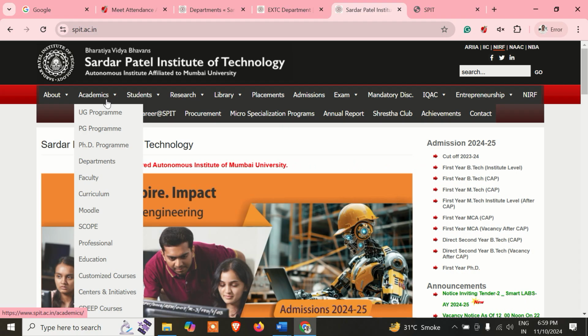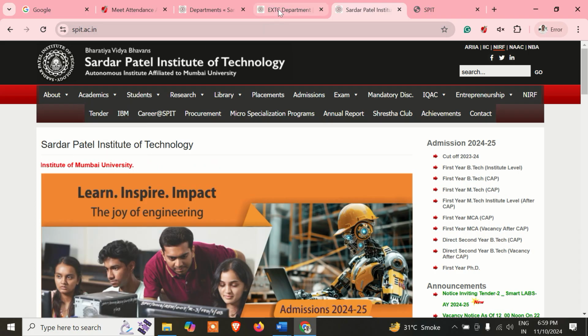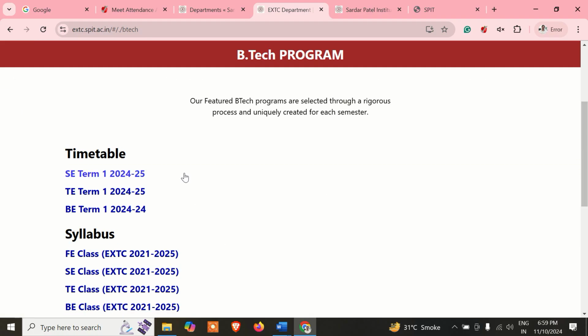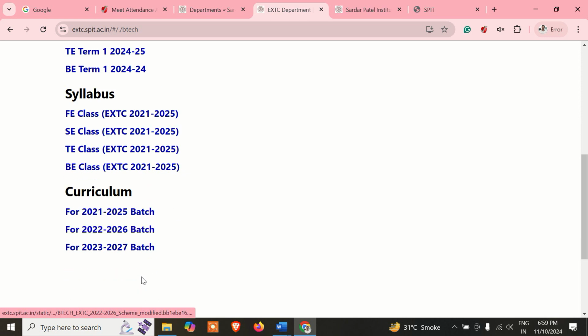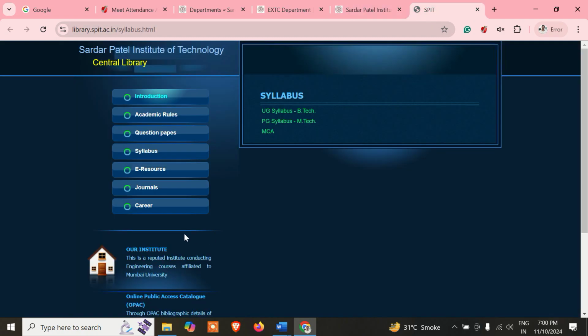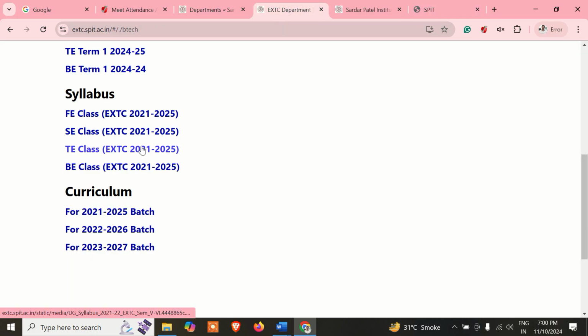The first is about the semester's course. Either you can go to academics, departments. In departments, again you have various programs like EXTC. Under EXTC, in academics, if you refer to BTech, then you get the BTech syllabus, first year, second year, and the curriculum. Or you can also go to the SPIT library syllabus. If you select the syllabus, again the syllabus copy and previous question papers are available. All right, so this is how one should get the syllabus.